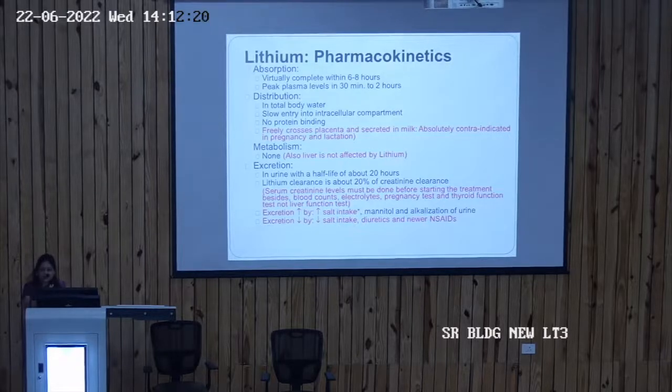Diuretics and NSAIDs will also increase the retention of lithium. NSAIDs, diuretics, except mannitol and all, the other diuretics which cause the depletion of sodium, will cause lithium retention and may cause lithium toxicity. ठीक है, तो ये बहुत इंपॉर्टेंट है. ड्रग इंटरेक्शन की जब हम बात करेंगे तो NSAIDs, डायरेटिक्स एंड लो सॉल्ट इनटेक, you have to take care that lithium toxicity can occur with this. So you have to see the blood counts, electrolytes, pregnancy test, thyroid function test, but you don't require the liver function test.